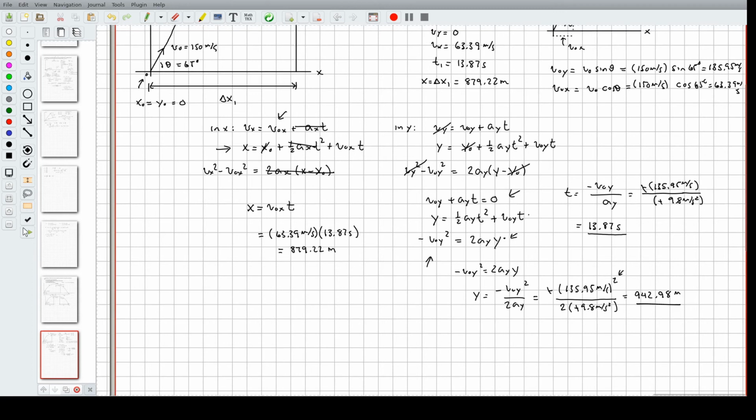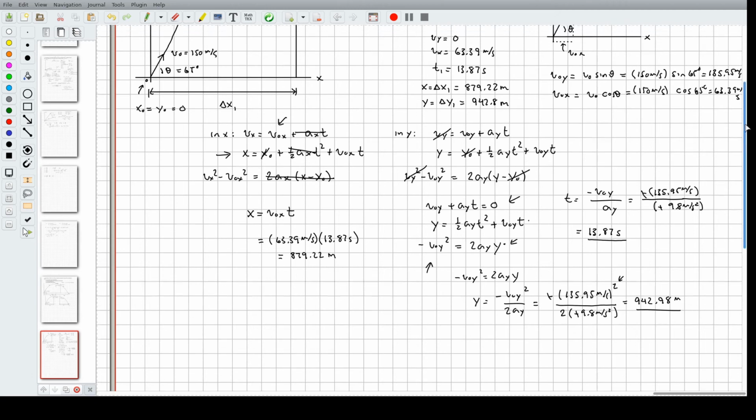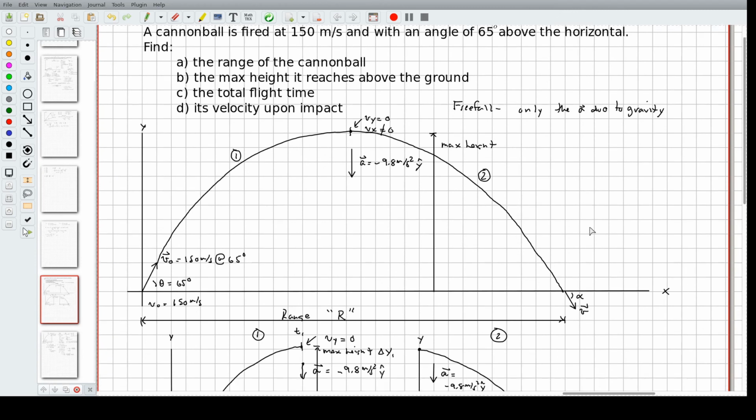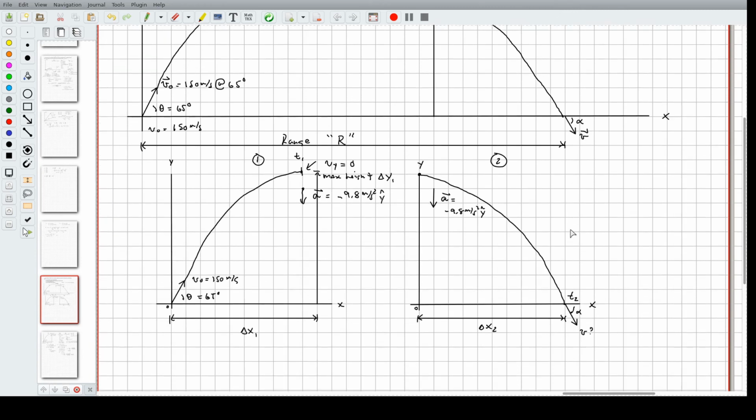So there you go. What is our displacement in the y direction? 942.8 meters. Okay, so here's what we have. That's all the information that we obtained from the information that we were given in the first part in solving stuff. So what we're going to do now is take the second part and solve it.